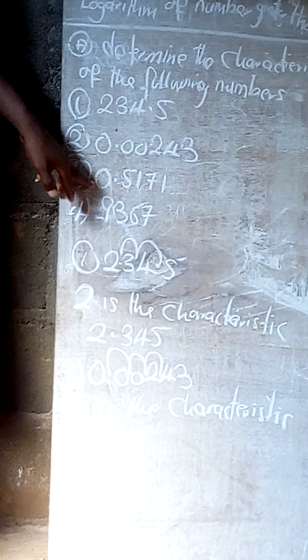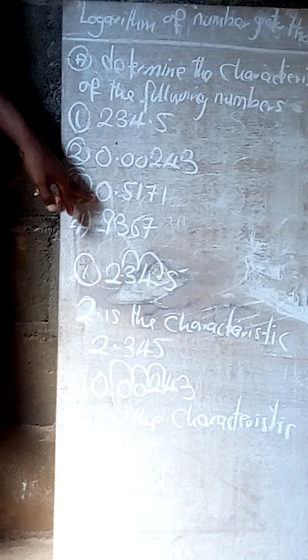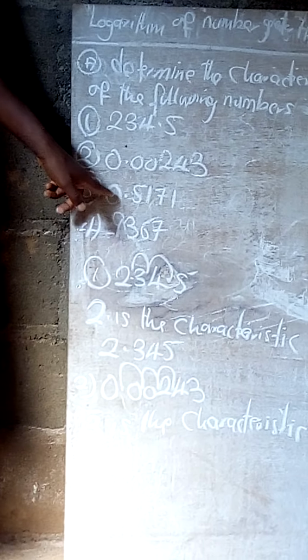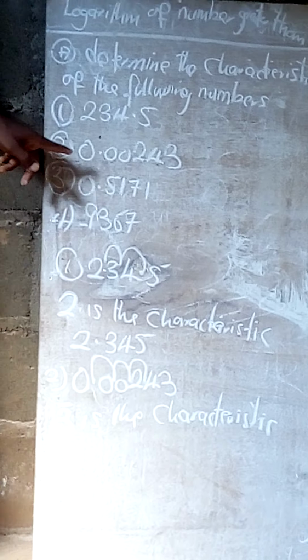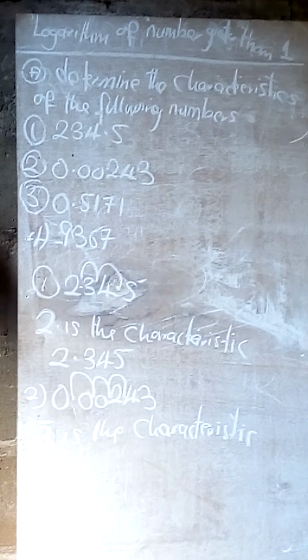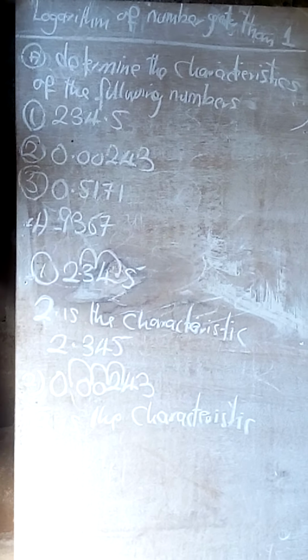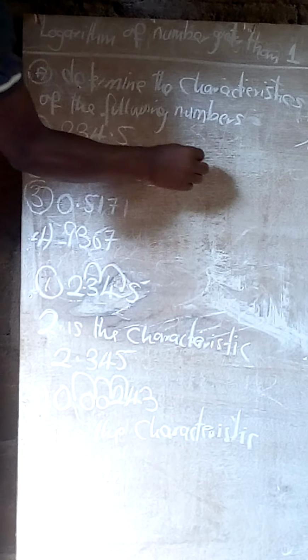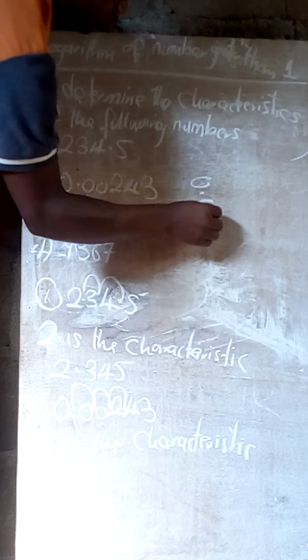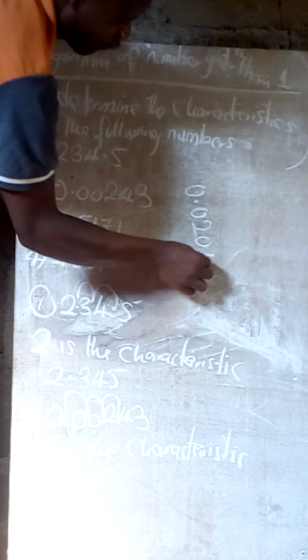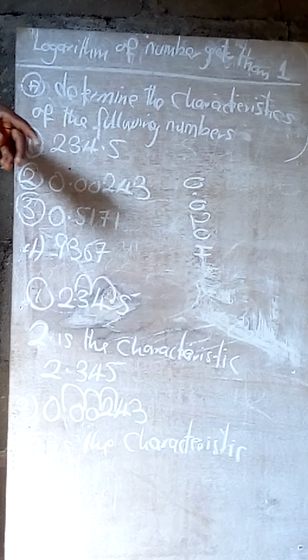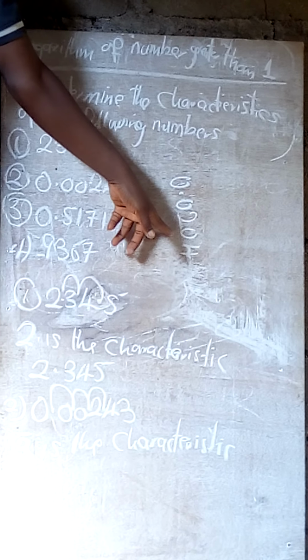What kind of one is that? Bar what? One should be the characteristic. Now you see we're having 3 zeros here, but you must be very careful when you see something like this. 0 point what? 0.0204. Please, these zeros are not part of it.